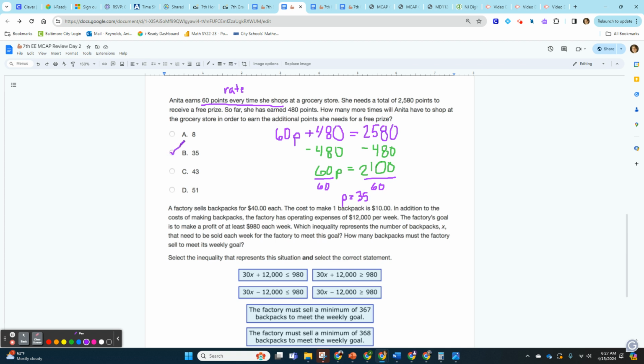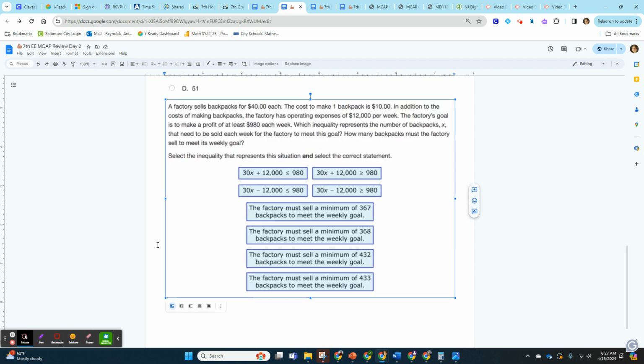And I can see it's an answer choice over here, so I know I'm probably on the right track. Okay, last one. And this is how they test the inequalities: they usually will give you the inequality and then options and also ask you the answer. So you're not usually having to come up with the inequality yourself.